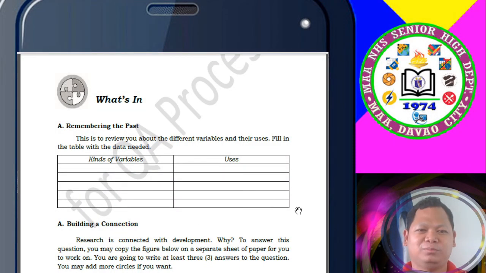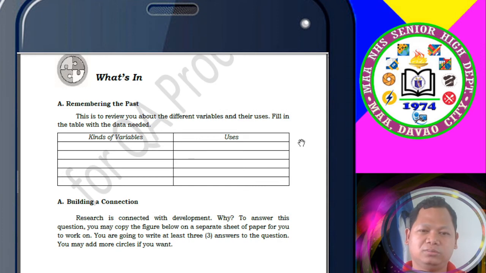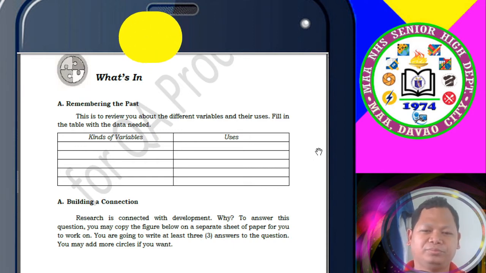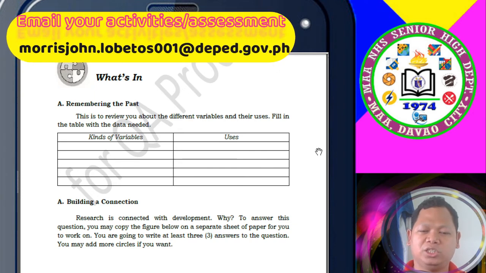Okay, so A. Remembering the past. This is to review you about the different variables and their uses. So fill in the table with the data needed. This is our lesson in the previous module. So in module 3, I want you to fill this table here. You submit your responses to me in my email account. I will flash it on the screen. Or you can answer on a separate sheet of paper.